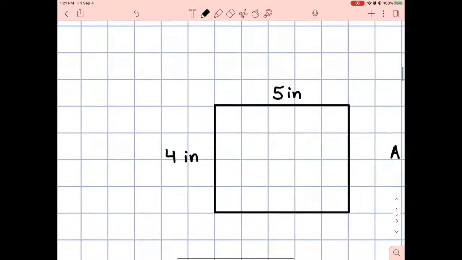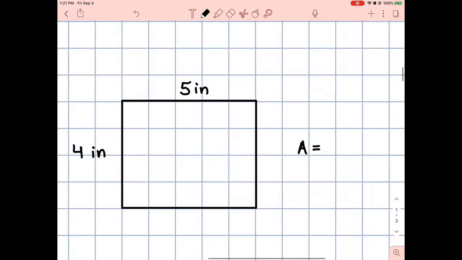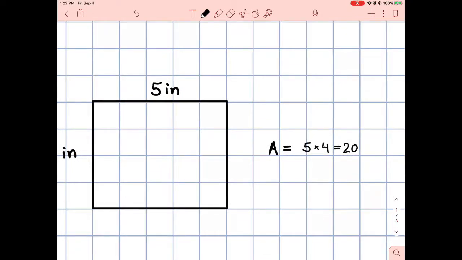So let's look at this example. As you can see, the length is 5 inches and the width is 4 inches. So to find the area, we would multiply 5 times 4 and we would get 20. Because we are finding the area, this would be 20 inches squared.